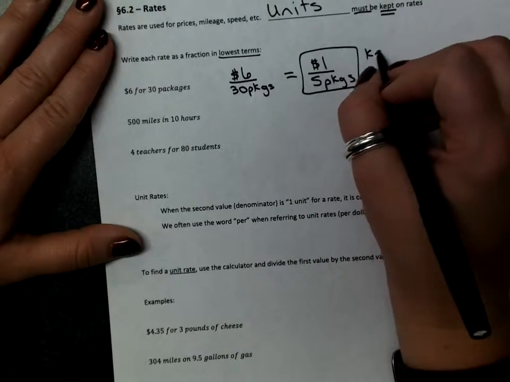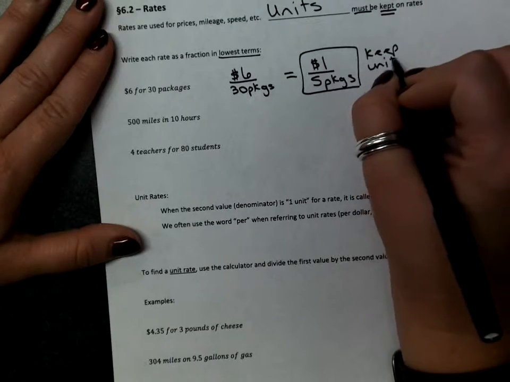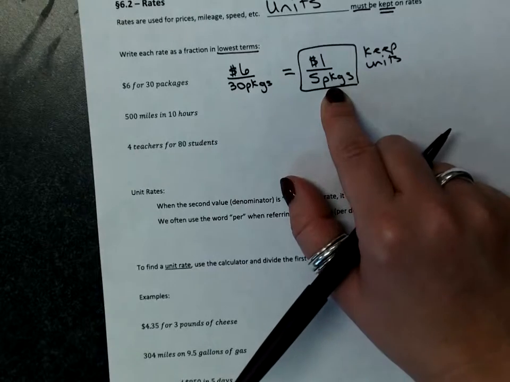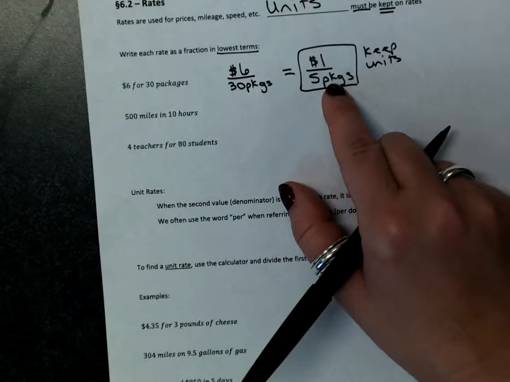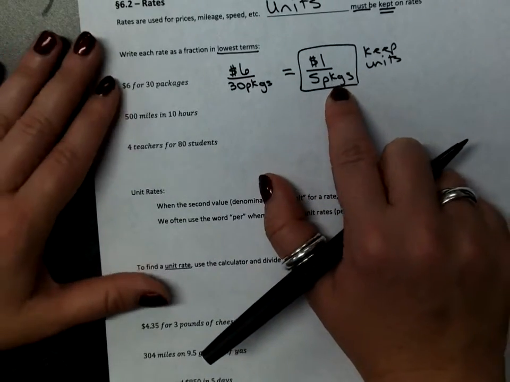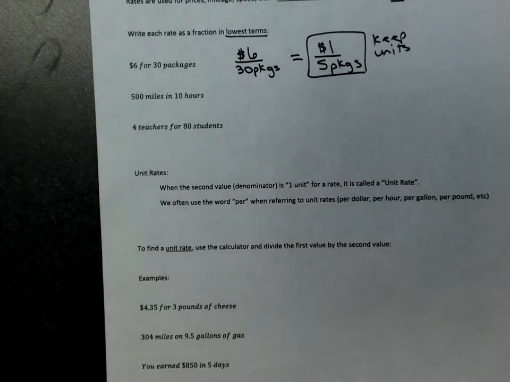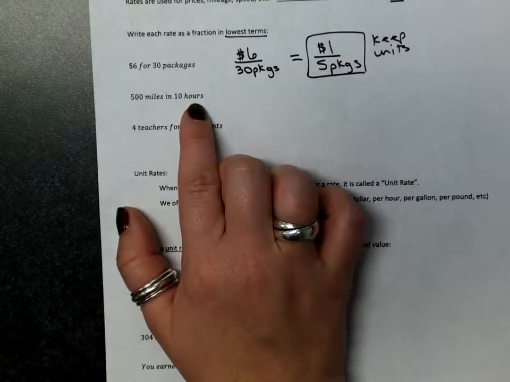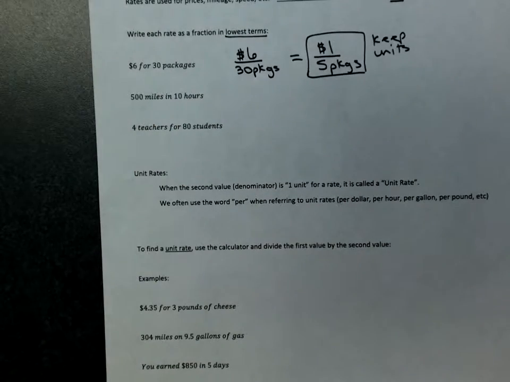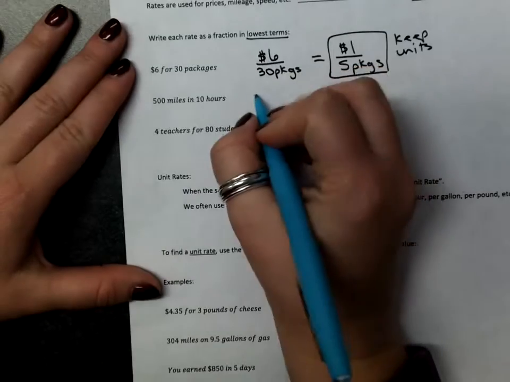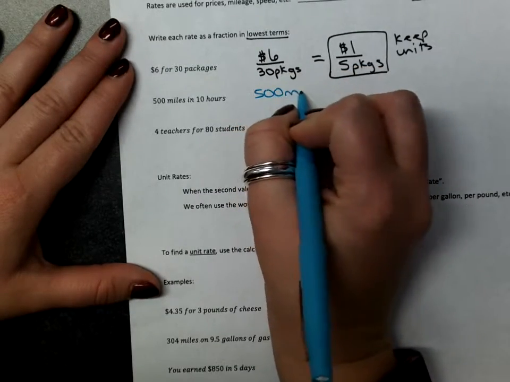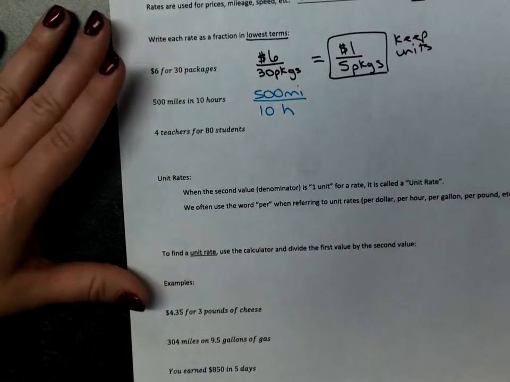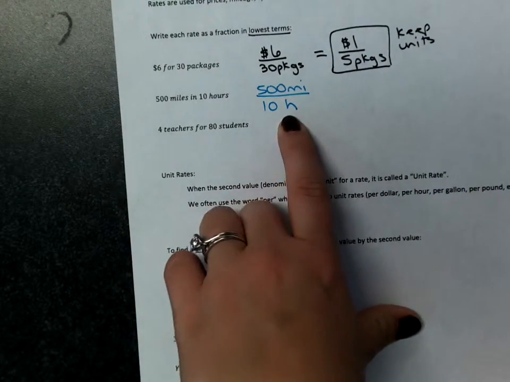And again, we keep the units. We have to keep the dollar sign on the 1 and the packages on the 5. And you can abbreviate the words, but you have to have some sort of units on your rate. This is 500 miles in 10 hours, like on a road trip if you drive 500 miles in 10 hours. Use 500, I'm going to use MI for miles. 10, I'm going to use H for hours. So you can abbreviate, just don't eliminate.